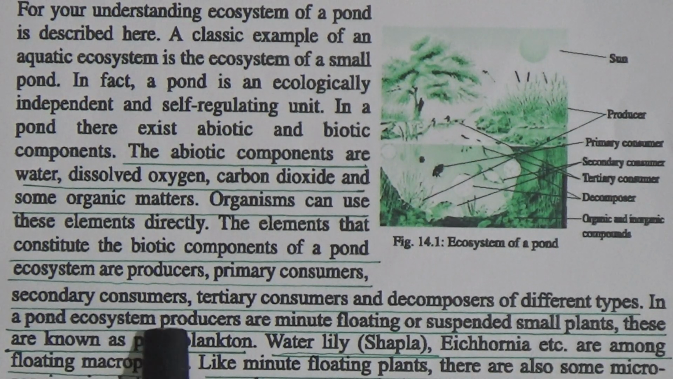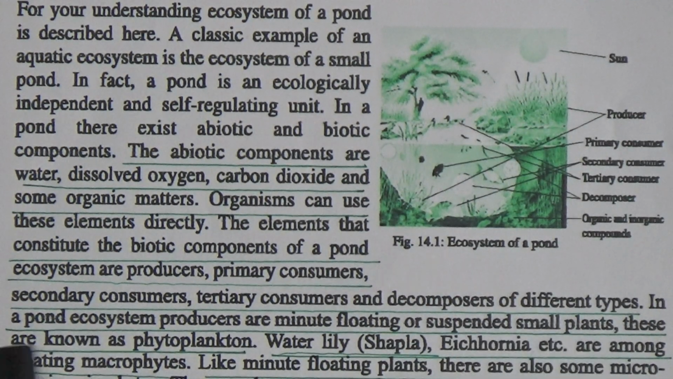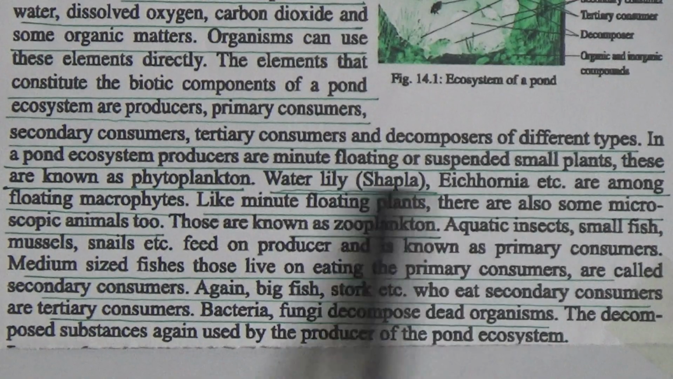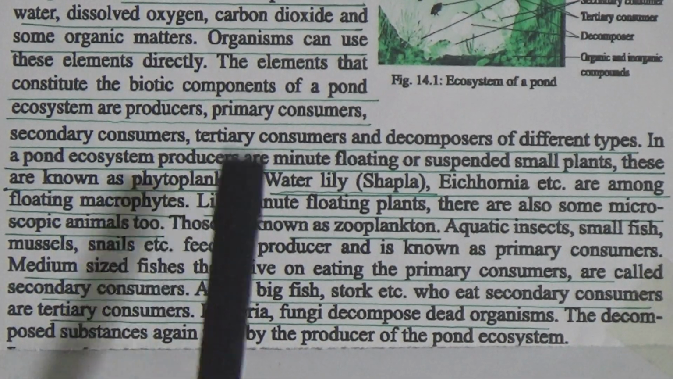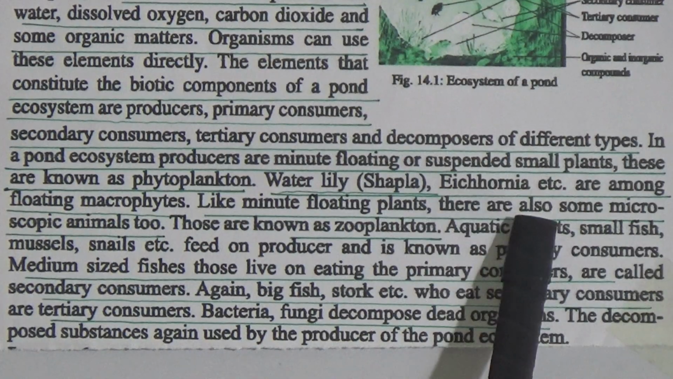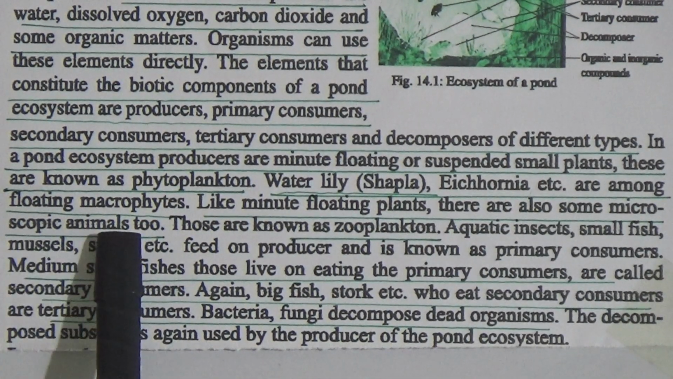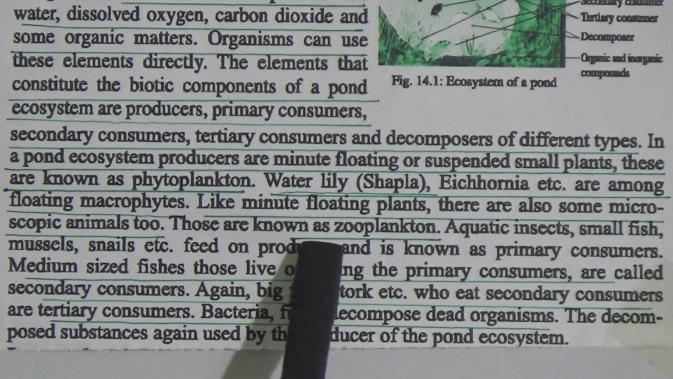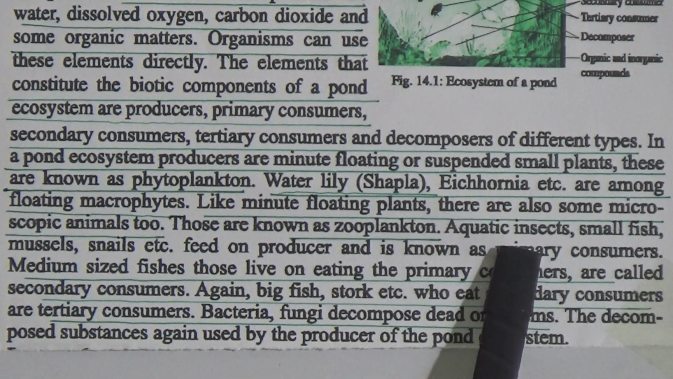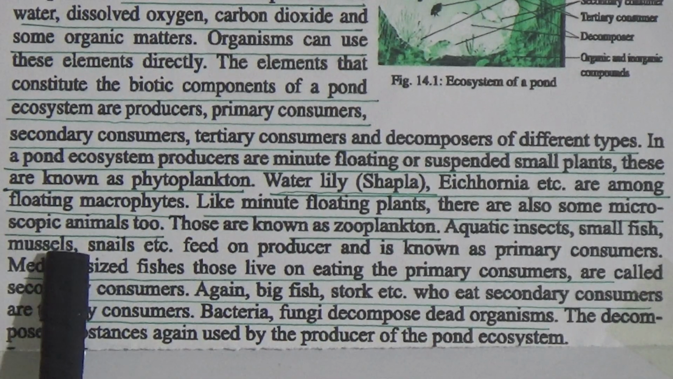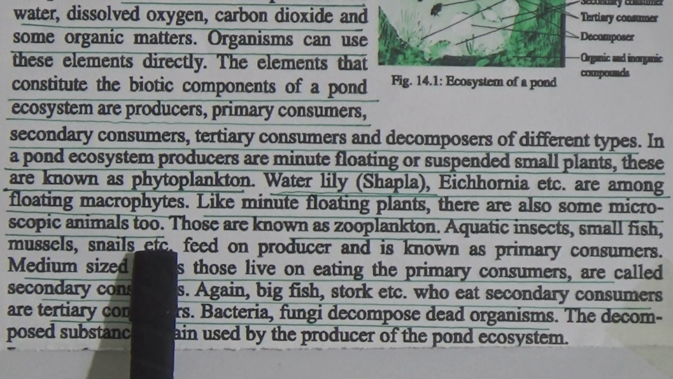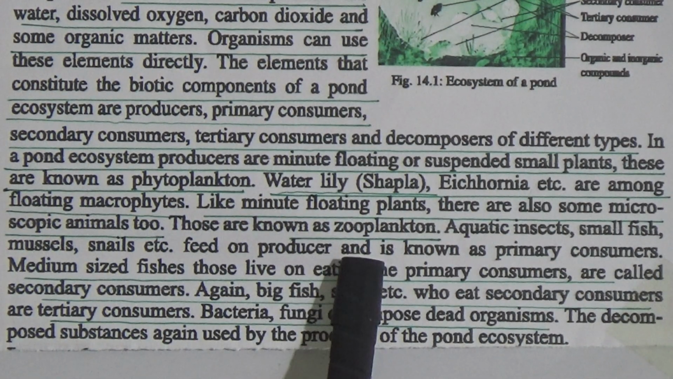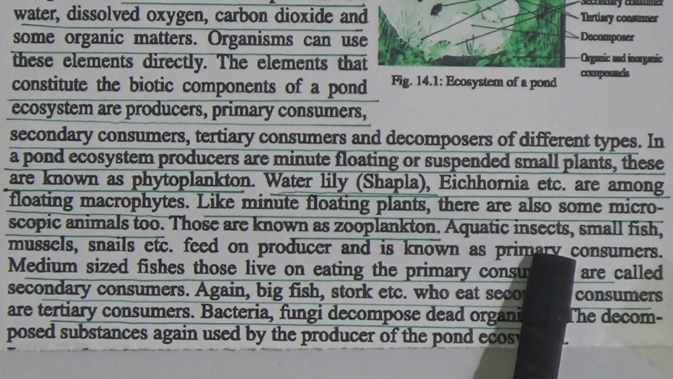In a pond ecosystem, producers are minute floating or suspended small plants. These are known as phytoplankton. Water lily, Eichhornia, etc. are among floating microphytes. Like minute floating plants, there are also some microscopic animals too. These are known as zooplankton. Aquatic insects, small fish, mussels, snails, etc. feed on producers and are known as primary consumers.